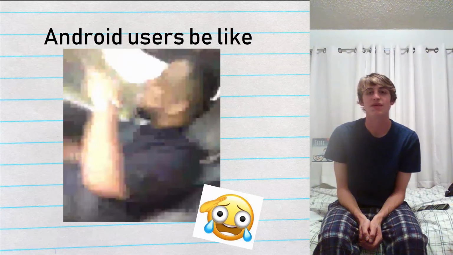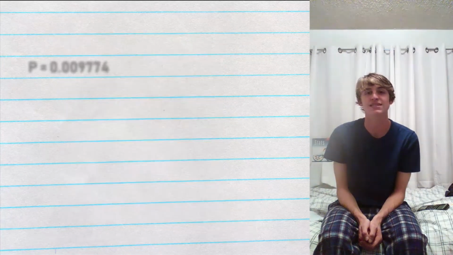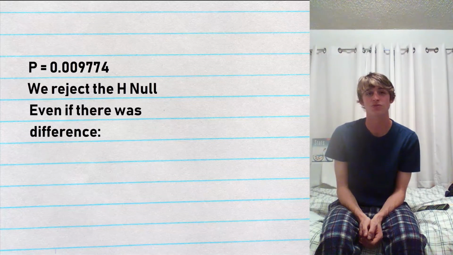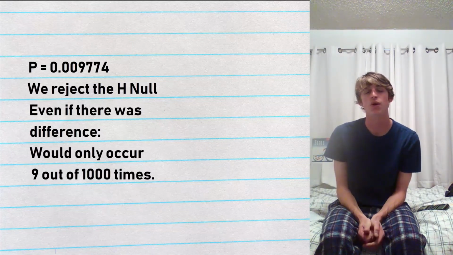So after finding a p-value of 0.009774, we are going to reject the null hypothesis. So the data is suggesting that if there was not a difference between the number of YouTube channels boys and girls at Clark High School could name in 20 seconds, we would only find values as extreme as these approximately 9 out of 1,000 times. So overall, the data is suggesting that boys can name more YouTube channels in 20 seconds than girls can at Clark High School.